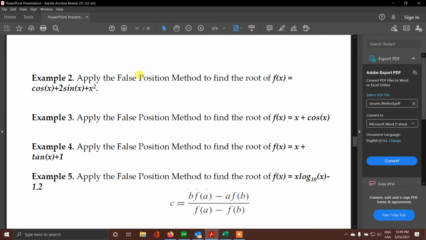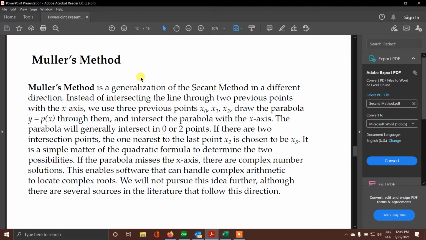So let's move to another modification of the secant method. Muller's method is a generalization of the secant method. If you remember, the secant method uses 2 points that intersect the x-axis to obtain the solution. Muller's method now uses 3 points. So in general, this draws a parabola, and the parabola is y equal to a quadratic polynomial in x, okay? This parabola will intersect the x-axis.